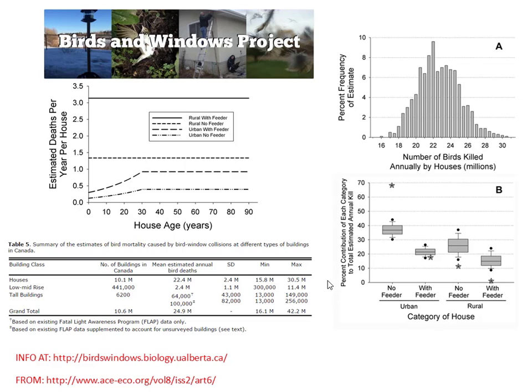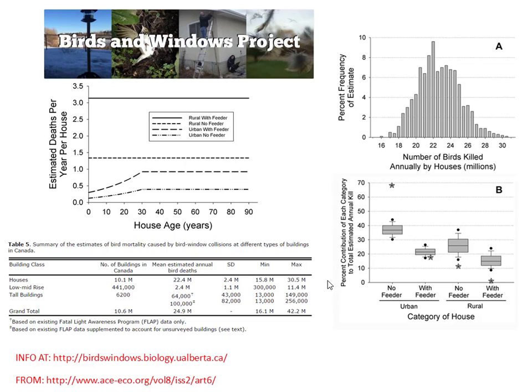What this shows is basically the category of house. No feeder: the percentage of the incidental take created by urban houses with no feeder. It's actually the biggest one because that's the most dominant thing in the landscape. So this is about trying to figure out how we prioritize what we're going to count.